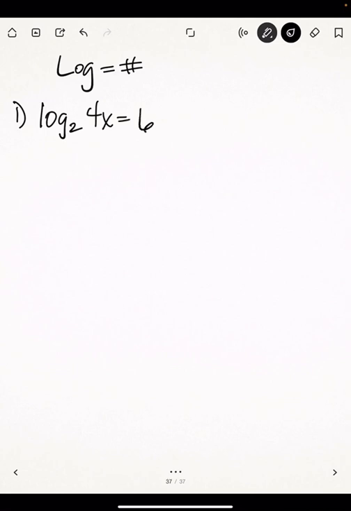So you see we have a log base 2 4x expression on the left and a number on the right. So again, using our loop technique that we discussed in class or you've seen in a previous video, we're going to start with our base, our little subscript here. We're going to make our little loop, come around, and wind back up at our answer here. So it's going to go 2 to the 6th power equals 4x.